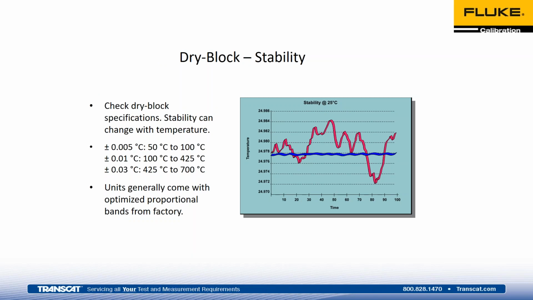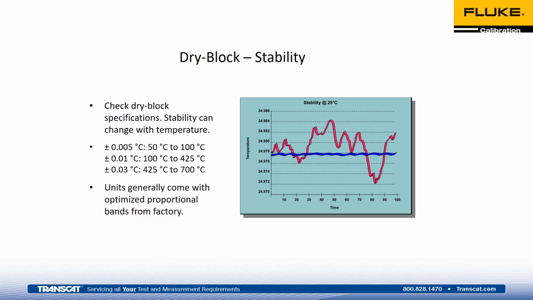All right. Now we're going to talk a little bit about the dry block stability. Same thing here as with the accuracy. This is usually specified, and again, it can change with temperature or temperature ranges. That's my second bullet point, showing how a specific dry block may be really stable at some of the lower temps, but as we increase in temperature, sometimes you give up a little bit of that. So be aware of that, especially if it's critical to your measurement.